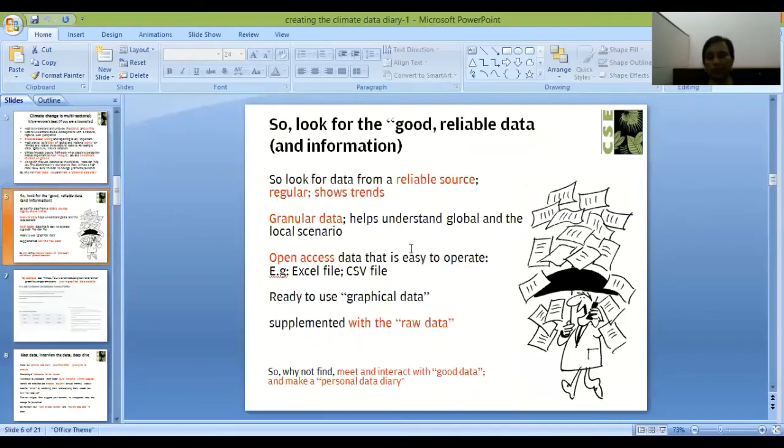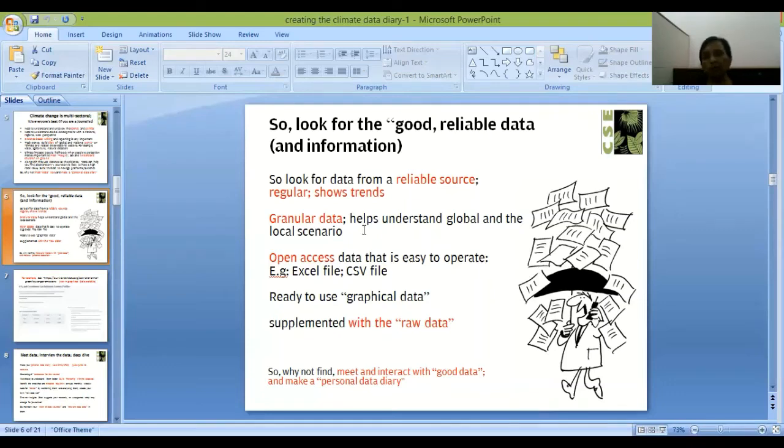So when you want to create your data diary, what's the basis for that? How do you identify? What sources should you include in your diary? What kind of numbers should you look at? What's the criteria that you should keep in mind? So let me list a few indicators that you should keep in mind when you look for good data sources with good, reliable numbers and data.